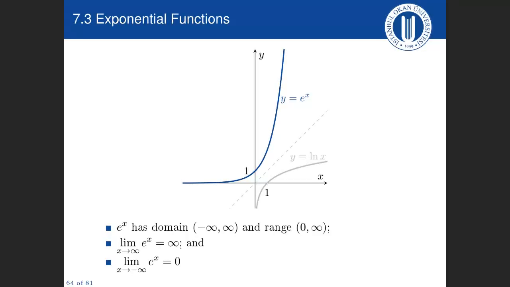What can we say about e to the power of x? Well, as I said earlier, the domain is the whole of the real line, and the range is the strictly positive numbers. The limit as x tends to infinity of e to the power of x is infinity, and the limit as x tends to minus infinity of e to the power of x is equal to 0.